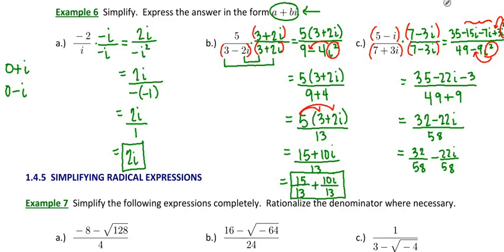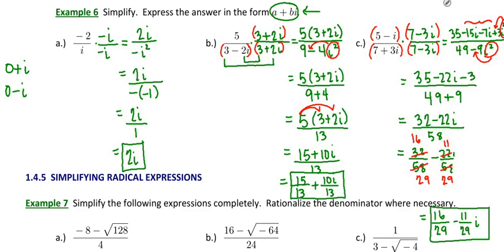Actually, I think it's just 2, right? 32 divided by 2 is 16, and 58 divided by 2 is 29. The common factor between 22 and 58 is also 2. 22 divided by 2 is 11, and 58 divided by 2 is 29. So we end up with our final answer. I'll sneak it in over here. 16 over 29. Not enough room. Let me scoot down here. 16 over 29 minus 11 over 29. And you can put the i in the numerator or on the side.